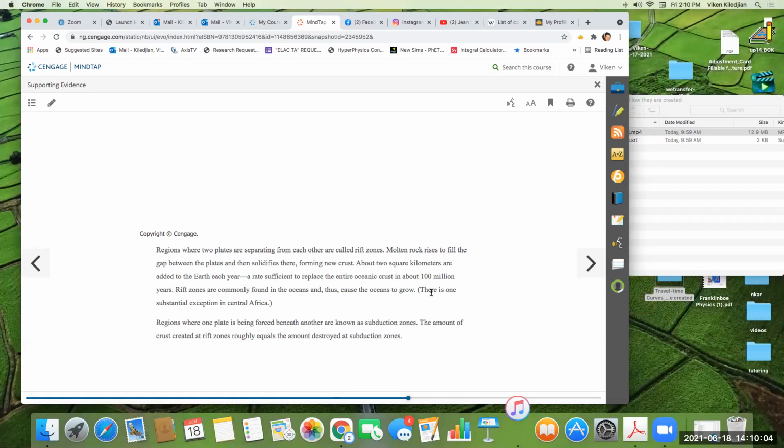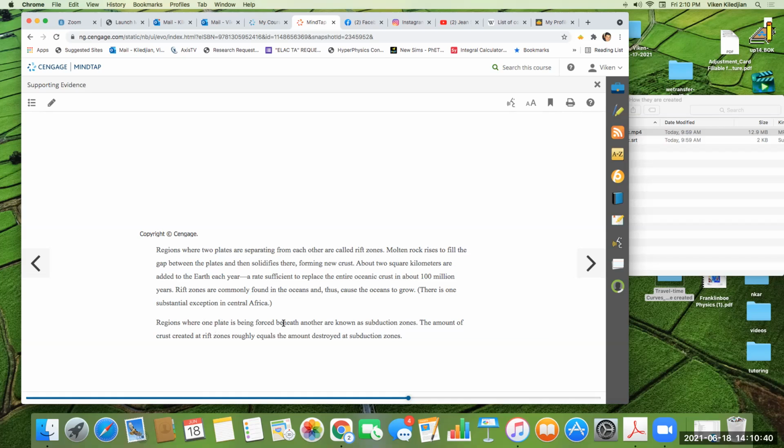So that's very interesting. Therefore, you don't expect to find too many rocks older than 100 million years if you were to search under the ocean, because it's renewing itself. It's almost like our skin, which we shed, and then it renews itself over time. Rift zones are commonly found in the oceans and thus cause the oceans to grow. There is one substantial exception in Central Africa.